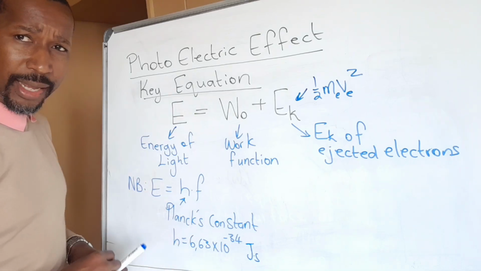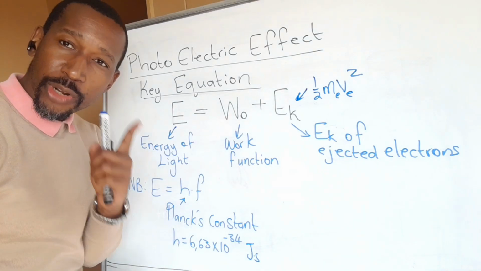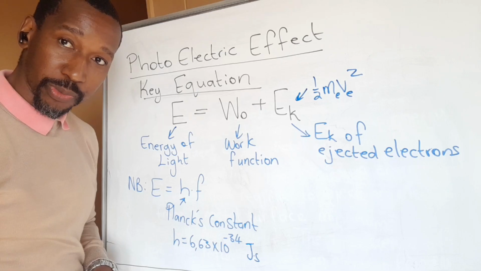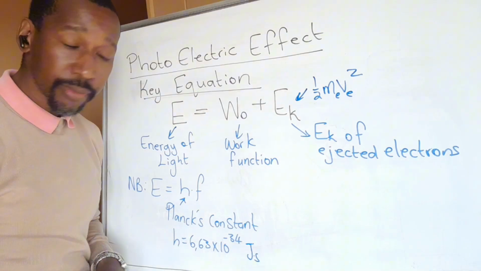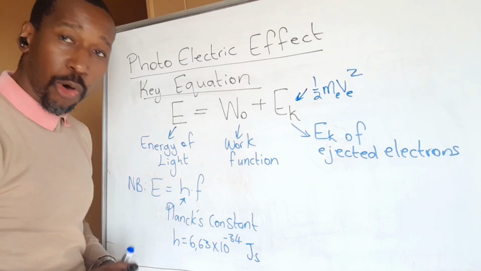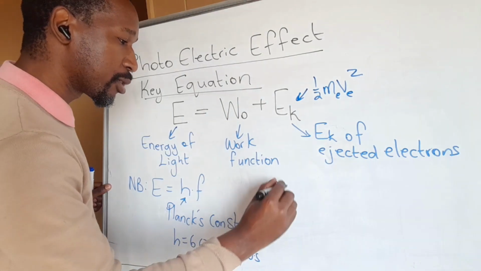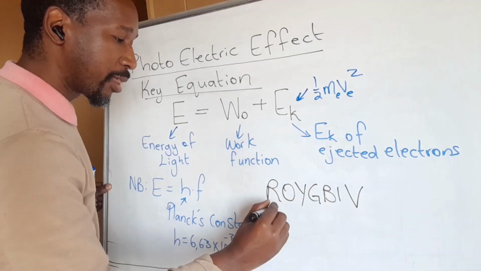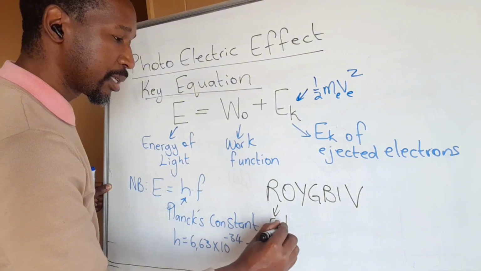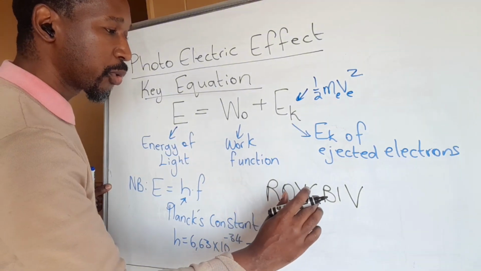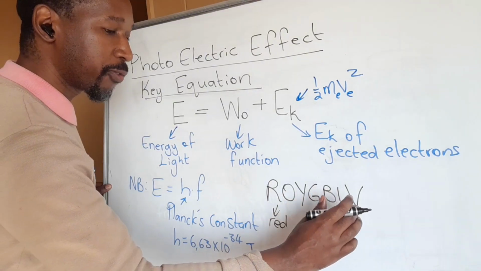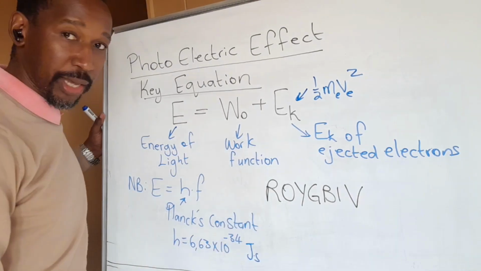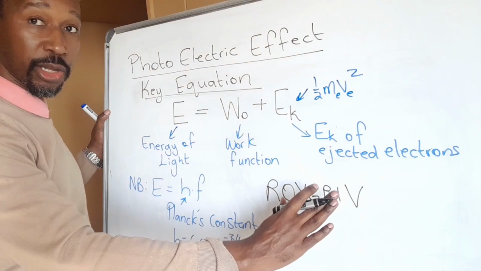Now let's just go back and check this. Please, can you recall the order of the colors of the rainbow? It is important that you do. You need to know that the order of colors of the rainbow is ROYGBIV, where this one is red, orange, yellow, green, blue, indigo, violet. But please remember, this is the order.